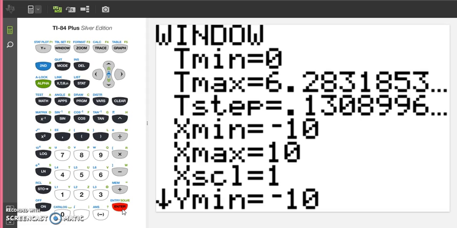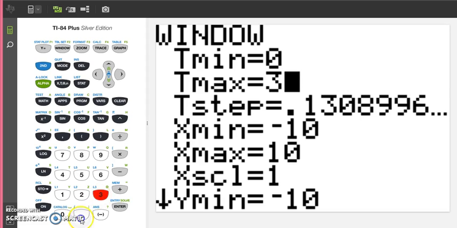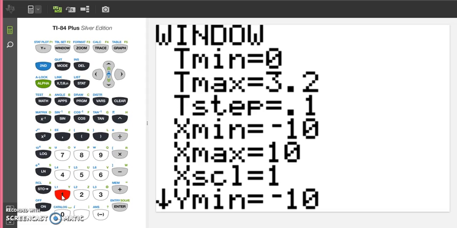Now I could type in square root of 10, but I'm going to go 3.2. And that's just because I found it graphs better when I type in that instead of the square root of 10. I'm going to type 0.1 for my t-step, and what that means is it's not just going to plot a point for that car every second, it's going to plot a point every 1/10 of a second, and that'll just make my curve show up really smoothly.